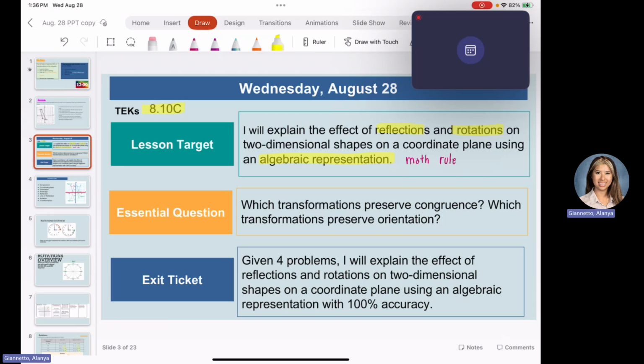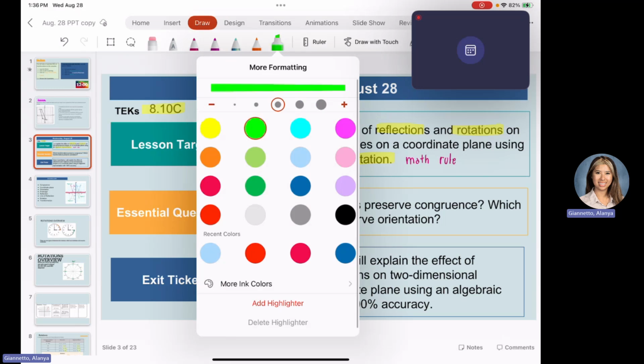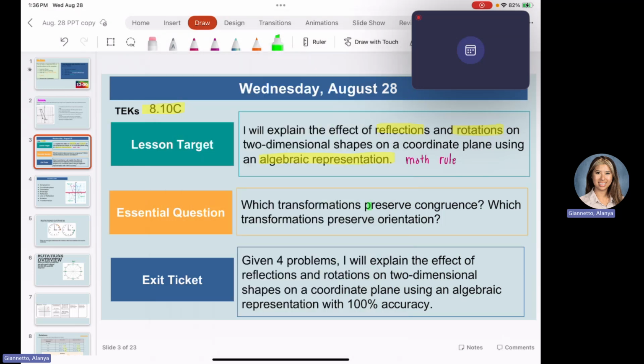We have two essential questions for today. The first one is, which transformations preserve congruence? And the second one is, which transformations preserve orientation. So let's remind ourselves what congruence means. Congruence means same shape, same size.